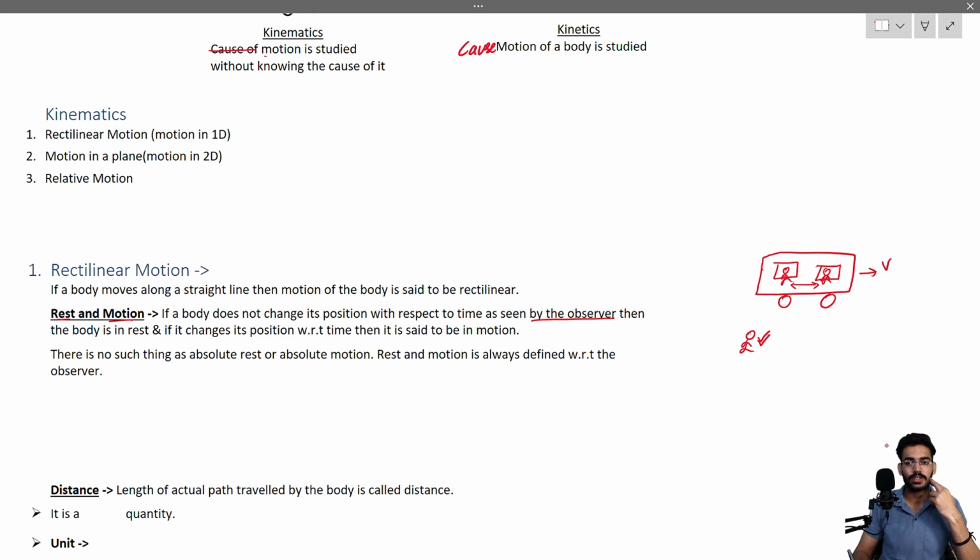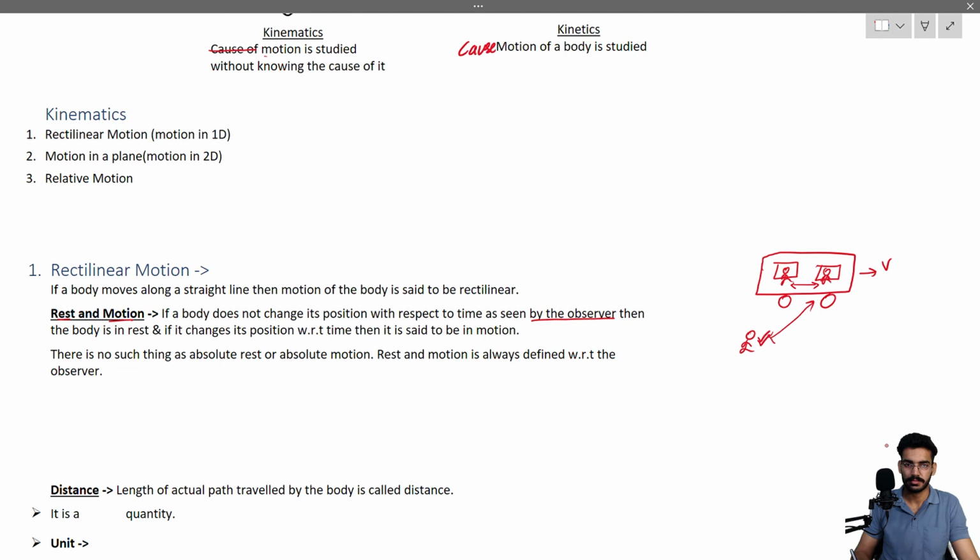But if we change the observer, and the observer is now on the ground, then according to him this distance is changing because the bus has a speed. As time passes, the distance changes, and he will see that I am moving. Whether the distance decreases or increases doesn't matter. Second, if the position changes with respect to time, then it is said to be in motion. If it is not changing, it is at rest. If it is changing, it is in motion, but with respect to that particular observer. So rest and motion are defined with respect to the observer who is seeing the object.